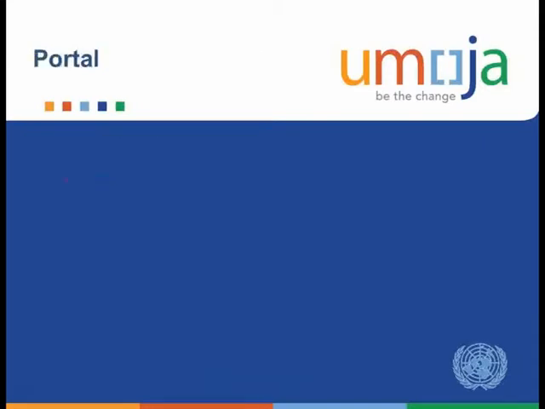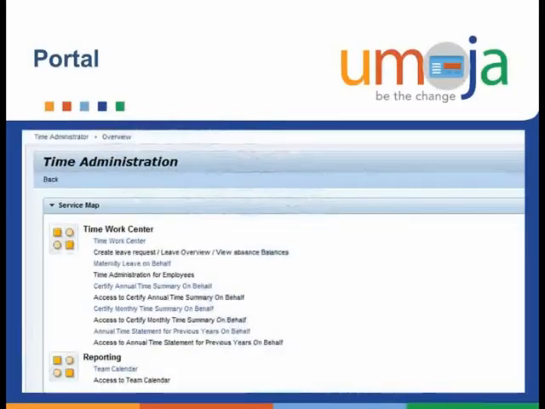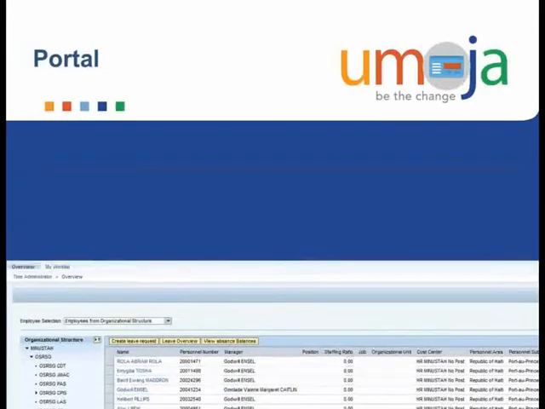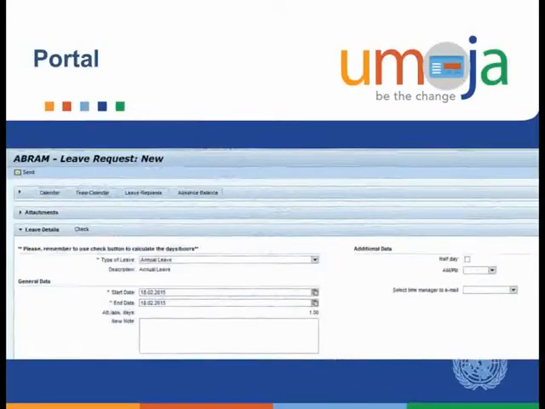Remember we talked about ESS portal earlier? What is portal? A portal is an entry point to aggregated information. As it is intended for use by a large audience for self-services, it's primarily designed for the ease of use. Here, please take a look. This screenshot shows the portal page of a time administrator in Umoja. This portal screenshot shows the team members that a time administrator in MINUSTA is handling. And this portal screenshot shows a time administrator in the process of creating leave requests on behalf of a staff member.